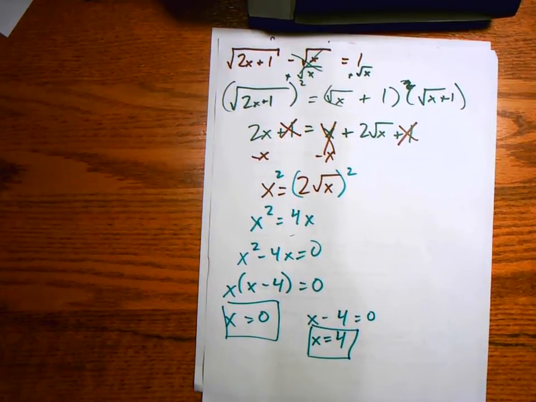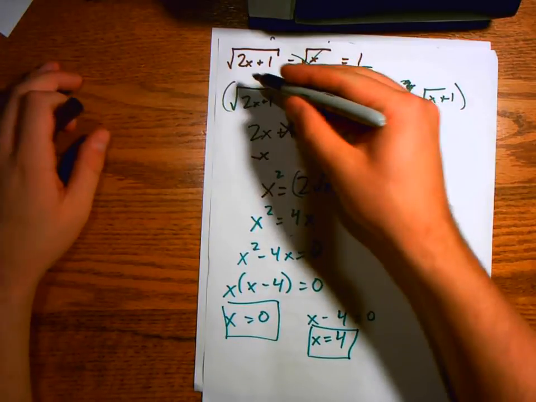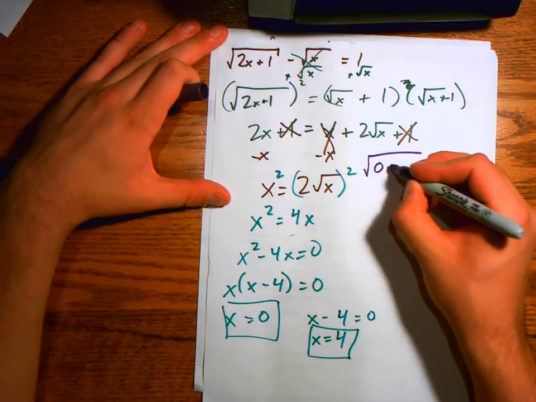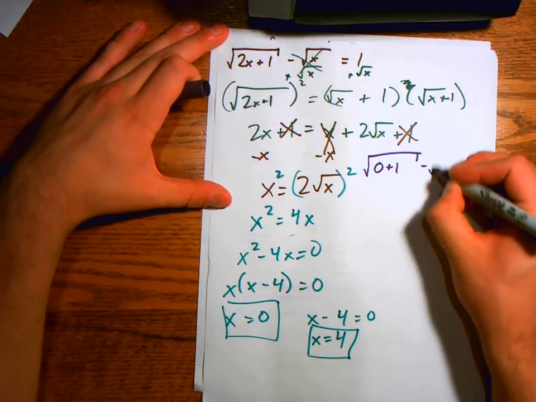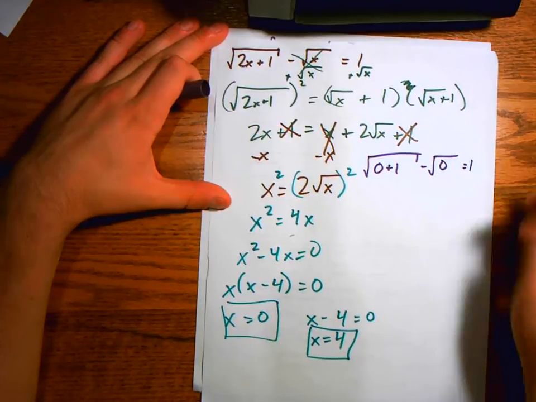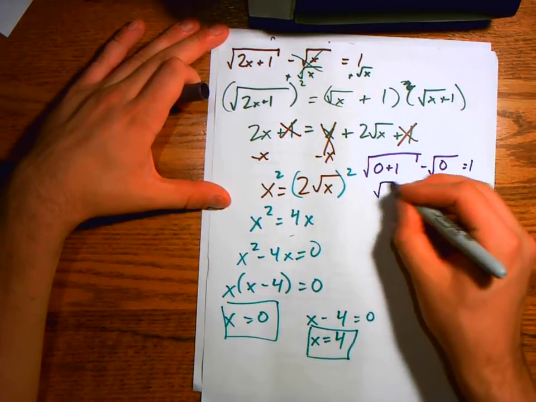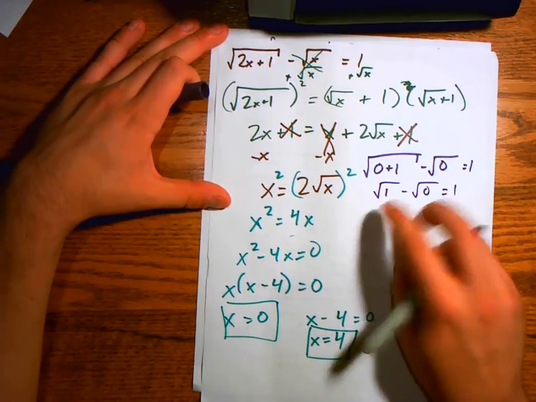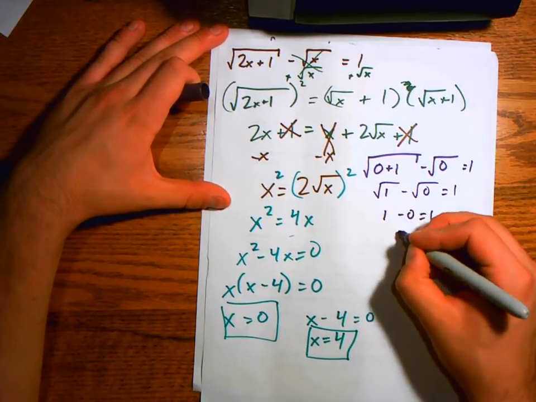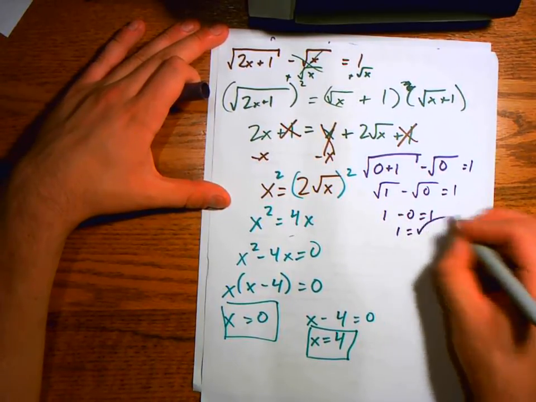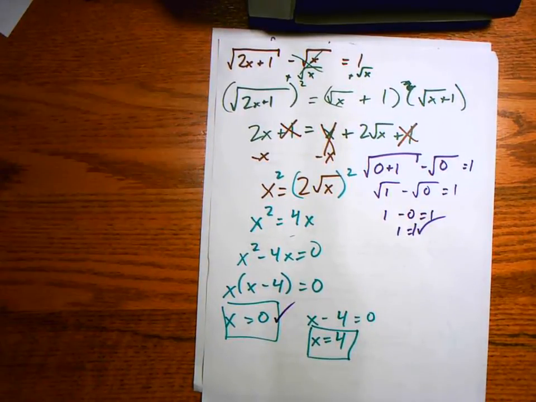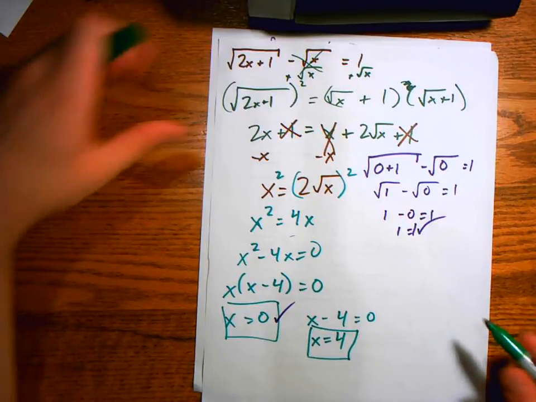I'm going to check for extraneous solutions as my last step for this problem. Plug in 0 for my original case. 2 times 0 is 0. 0 plus 1 is 1. And the square root of 1 is 1, and the square root of 0 is 0. 1 minus 1 is 0. This one works. And now let's check 4 and see if we get an answer.